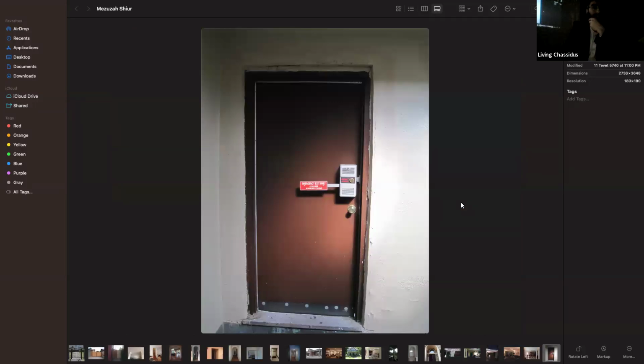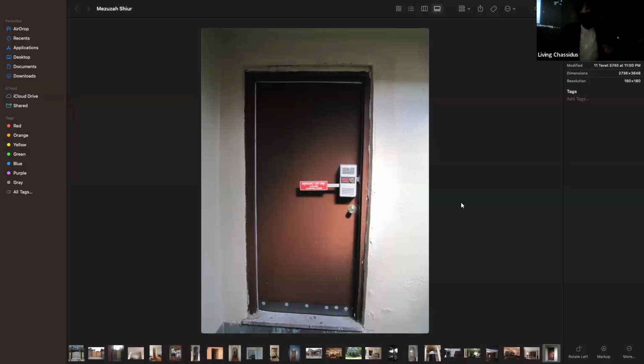Oh, here we have, okay, what is this? Who can tell me what this is? Emergency exit. Does it need a mezuzah? An emergency exit is not made to use. So the answer really would be, if you use it because that's what people use, then you need a mezuzah.